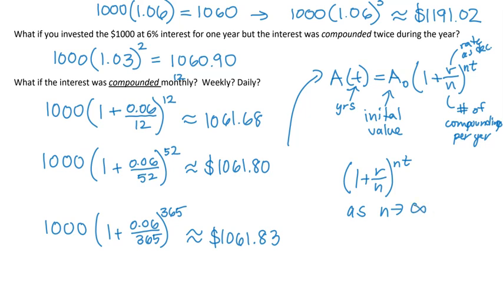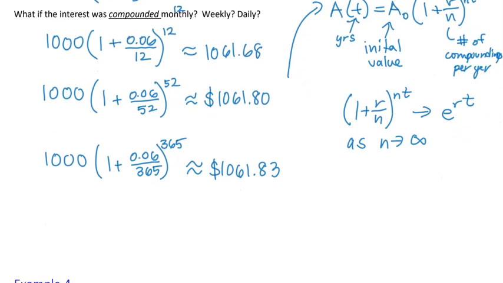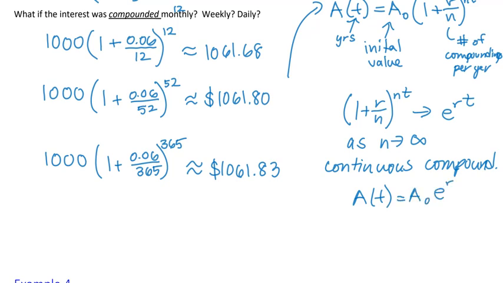So if we do more and more and more compoundings, not 52, not 365, we start looking at 1,000,000 and 1,000,000,000 and 1,000,000,000,000 and so on. What happens to this thing? And the answer is that this is when the number e pops out. This approaches e to the rt. So we can have what we call continuously compounded interest. Okay, I'm running out of room, but continuously compounded interest. That formula is initial amount times e to the rt.